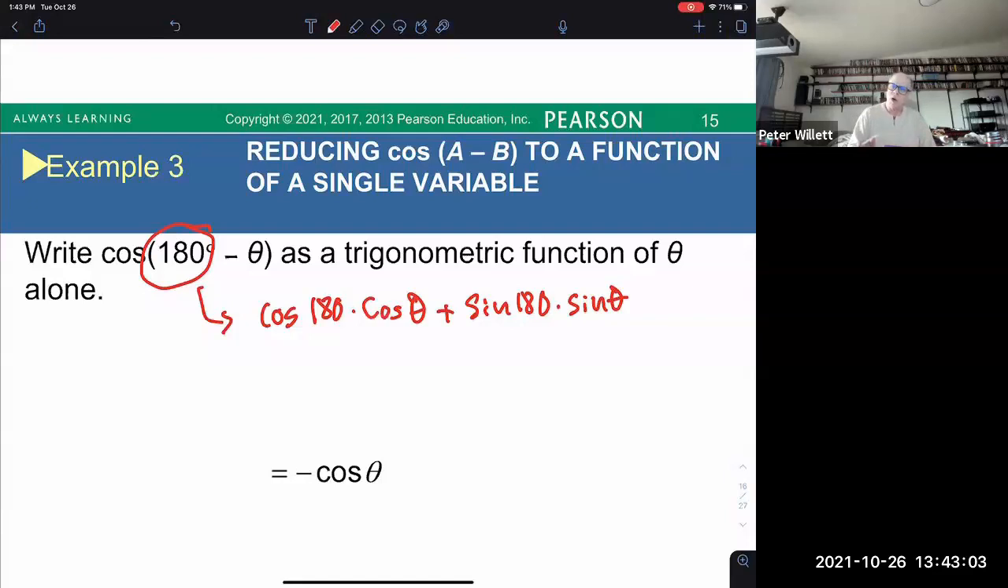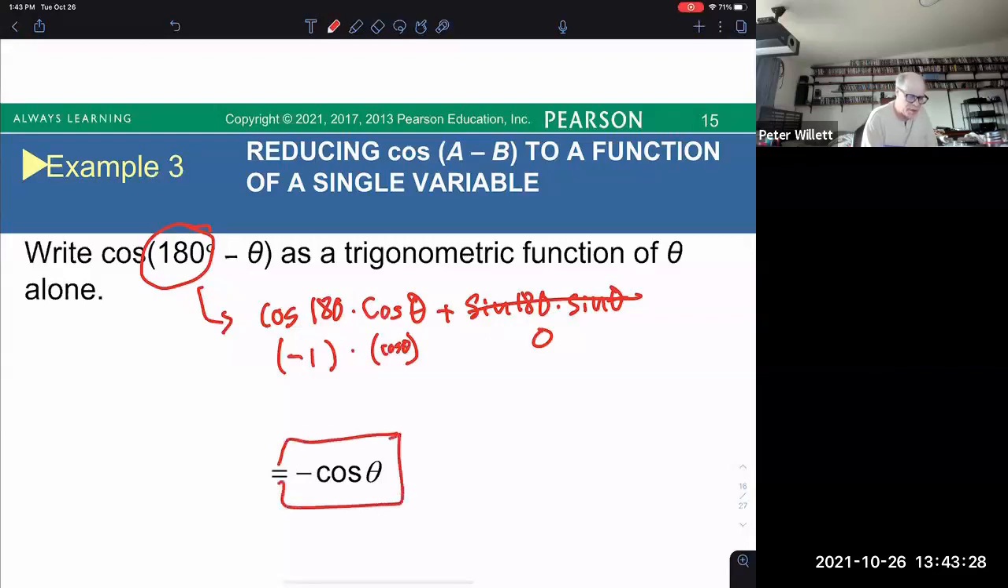So 180 degrees is the same as pi, and over there, the sine is the y value. So sine of 180 is 0. So this drops out to give you 0. Cosine of 180 is -1. And then we have cosine of theta. So that's how this reduces to just negative cosine of theta.